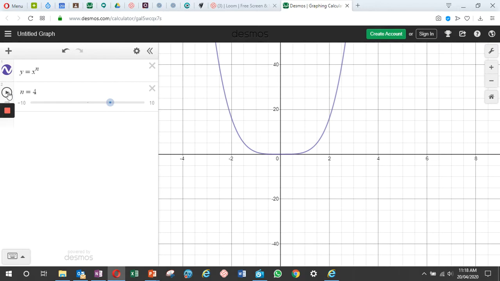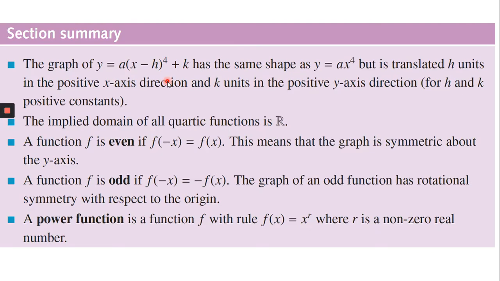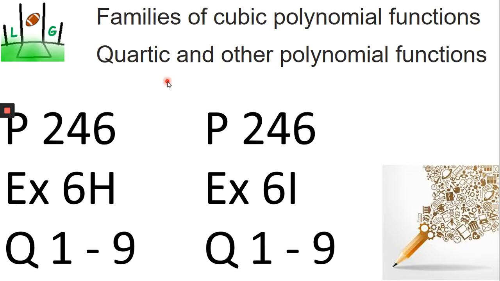You can get this PowerPoint on Google Classroom, and you can run it yourself. So there you go. It's just sort of changing from positive to negative, positive to negative, all the way there. So odd and even, odd and even. There's some notes for you, and there's a couple of exercises, H and I.